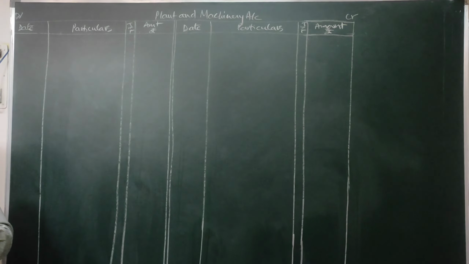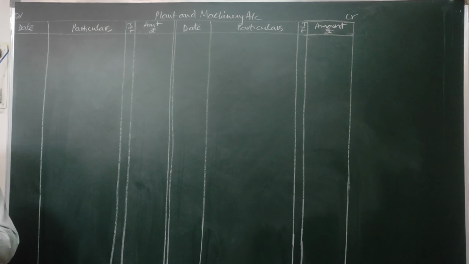A company purchased plant and machinery on 1st April 2018 for rupees 2 lakhs. Depreciation is written off at the rate of 10% per annum under straight line method. Firm closes its books on 31st December every year. Show the machinery account for 3 years.